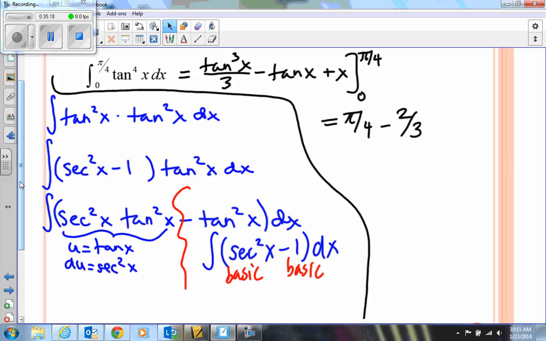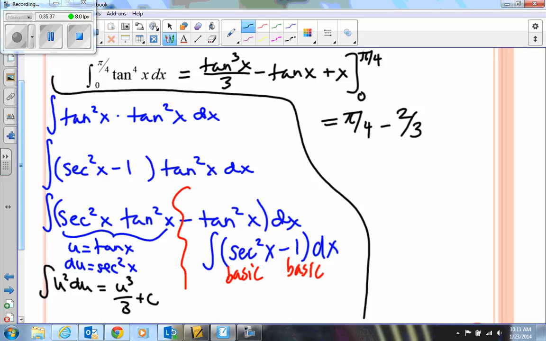Hey, Mr. Rose. Hey, what? How'd you get from secant squared to tan cubed? Right here? So this is going to become u squared du, which will be u cubed over 3. So I want to kind of separate it into two problems. Oh, wait, no. Those are mine.